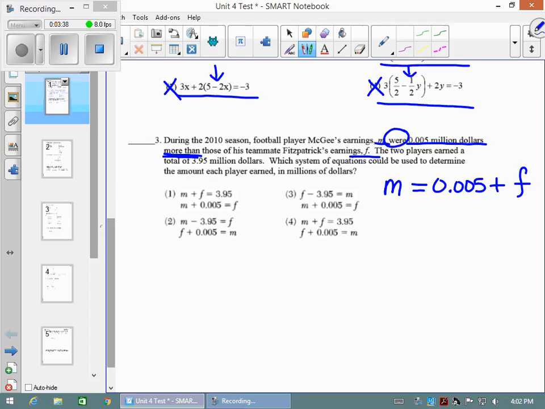Then they say the two players earned a total of $3.95 million together. So that would mean M plus F is 3.95. So choice 4 has these two equations. However, just notice they took the first equation and they just switched the terms on either side of the equal sign, which is still an equivalent equation.